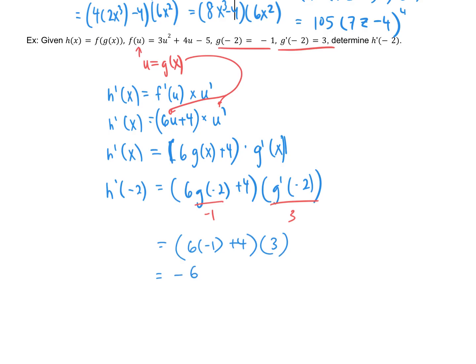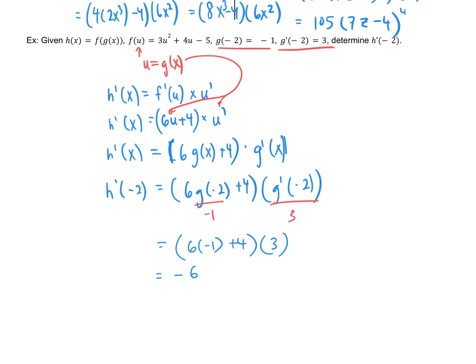So even though we didn't know what u or g of x was actually equal to, because we had a little bit of information about g at negative 2 and g prime at negative 2, we were able to find the derivative of this composite function at negative 2. And that's it for chain rule.